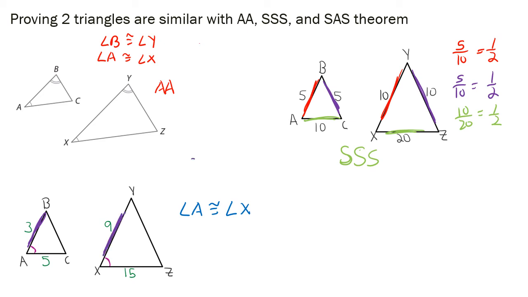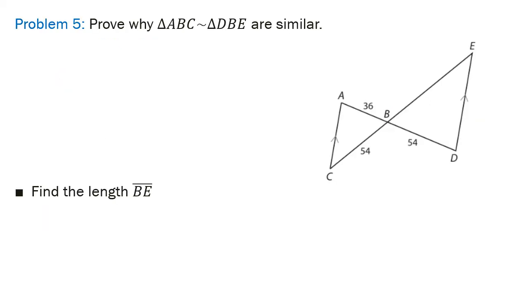So we have 3 over 9, and if we reduce it, we're going to get 1/3. Then if we look at the bottom part, we have the 5 and the 15, so 5 over 15. If we reduce it by 5, we get 1 over 3. You can see the 2 sides have the same similarity ratio, and the angle between them are congruent. So these are similar triangles by side, angle, side.